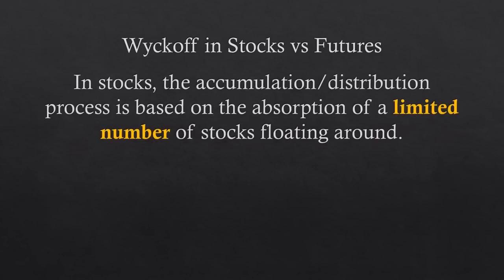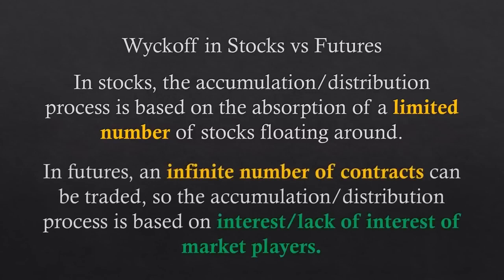That means that the process of accumulation and distribution is based on the absorption of a limited number of stocks floating around. In today's markets, more refined financial instruments like derivatives change this paradigm. In the futures market, for example, the number of contracts that can be traded is infinite, so the accumulation and distribution processes are based on the interest or the lack of interest of buyers and sellers.